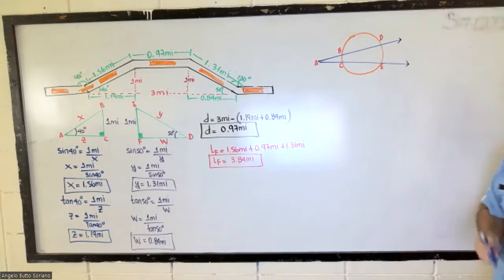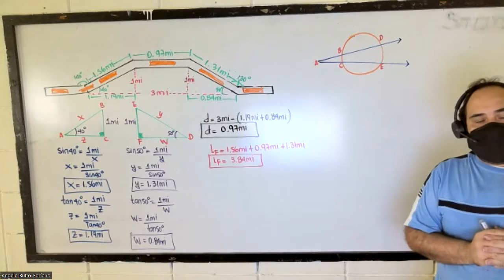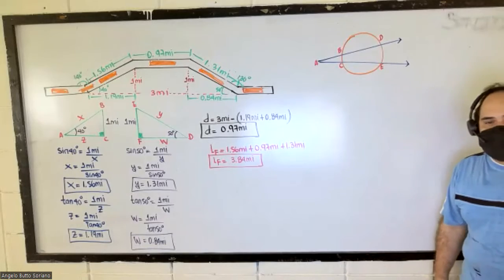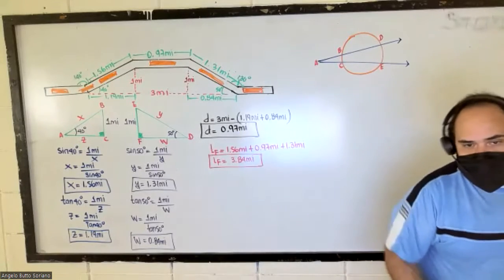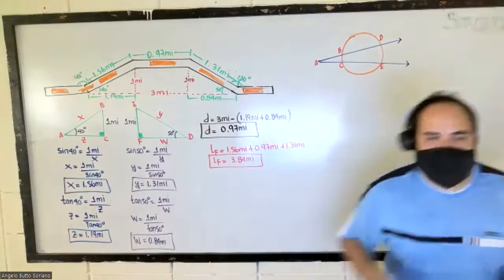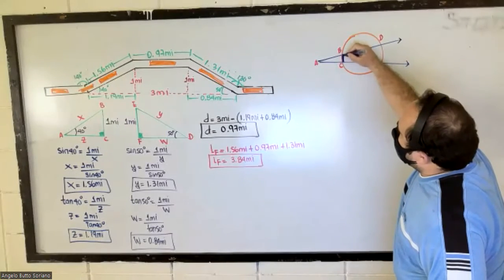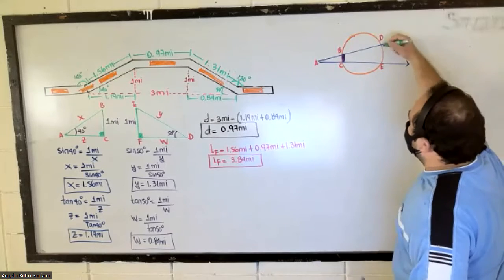Okay. As you can see, we have two secant lines intercepting at a point, forming two arcs, arc BC and arc BD. I'm going to paint in two colors. This one will be the blue one, and this one will be the green one.